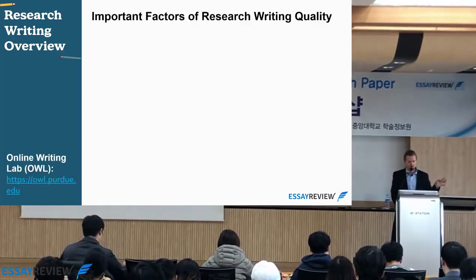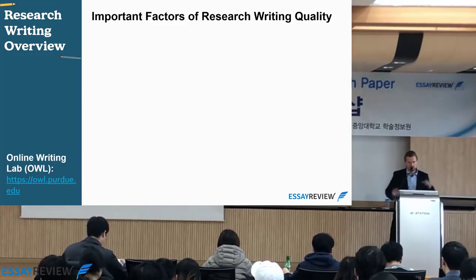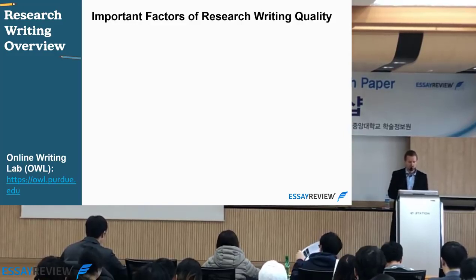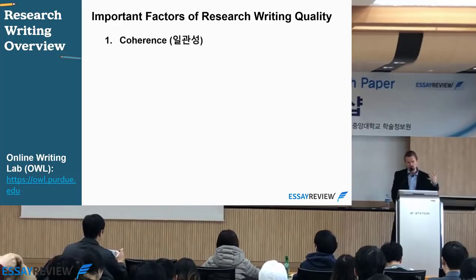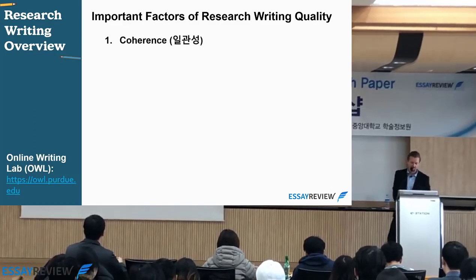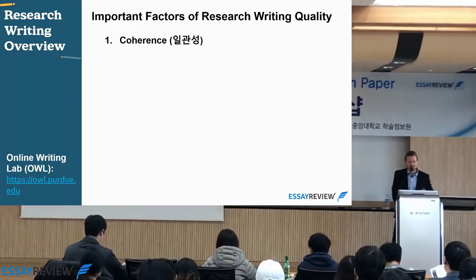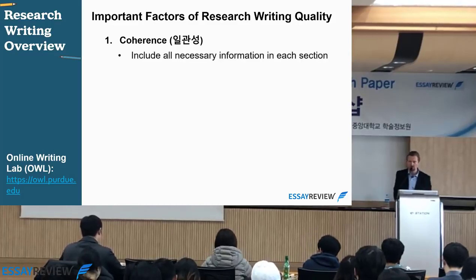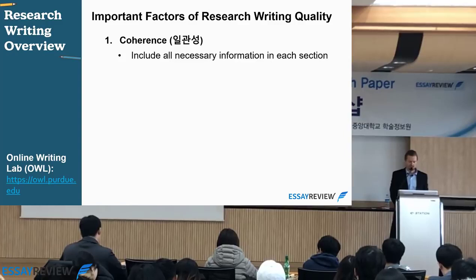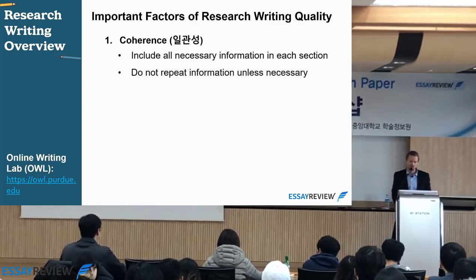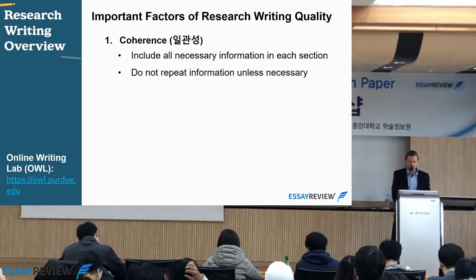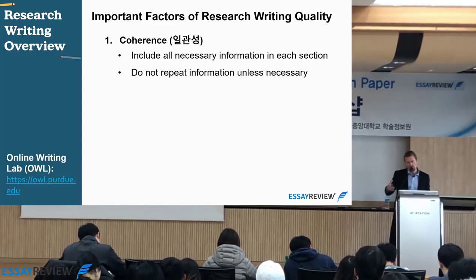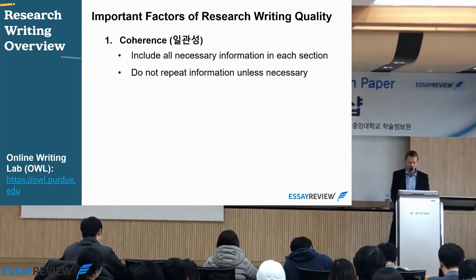So let's talk about 4 important factors of research writing. Now, this is not research itself, but research writing. So first factor we're going to consider is coherence, 일관성, and that means including all of the necessary information in every section. What is the necessary information? We will get to that later. It means not repeating the information. So writing, we see many times writers use the same phrase again. It looks very unprofessional, so you want to try to avoid that.